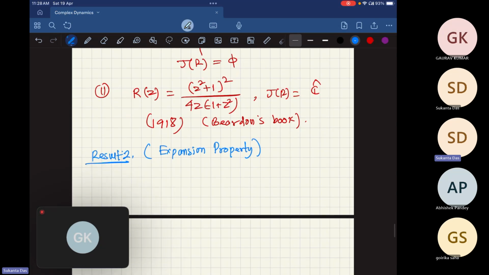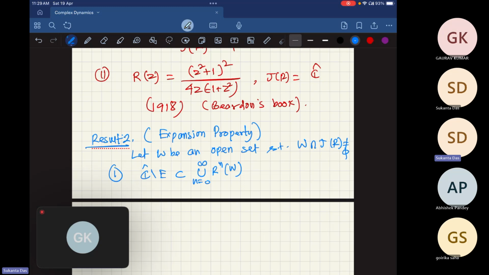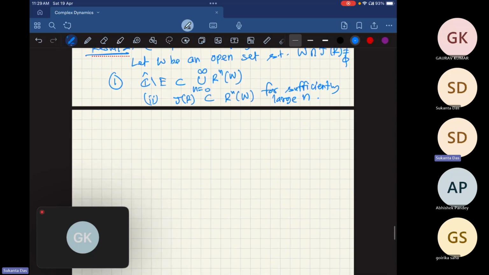So it says that if you take any open set, let W be an open set which intersects a Julia set, then C hat minus E, meaning the set of all exceptional points, will be inside this union. Moreover, you can show the same thing for the Julia set, but in this case, the Julia set will be a subset of R^n W for sufficiently large n. So maybe I'll give some quick proofs of that.